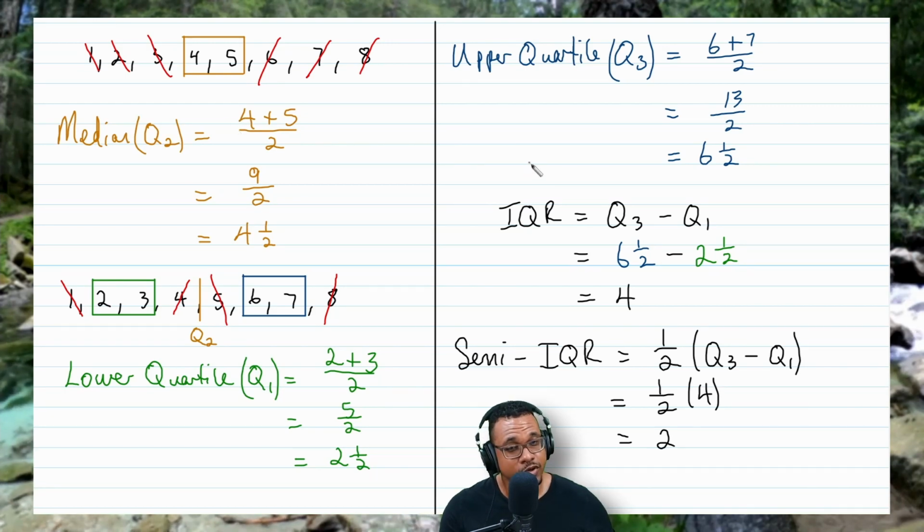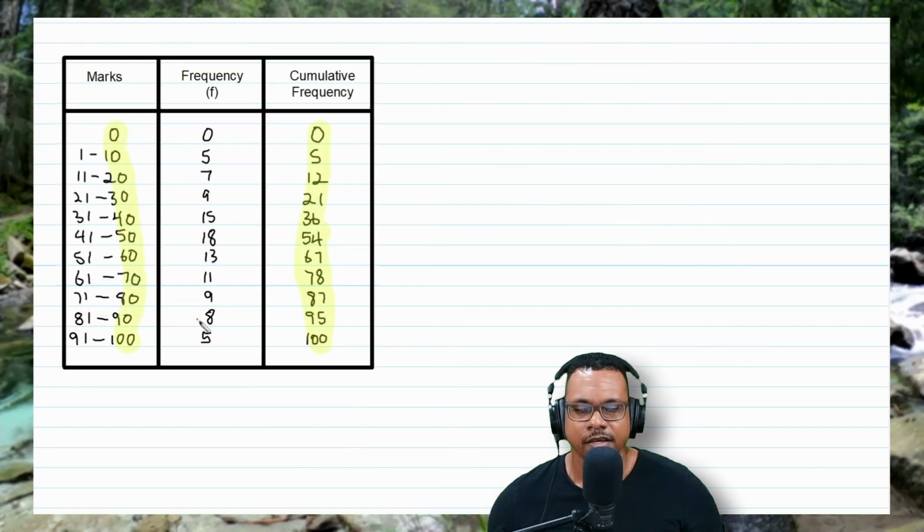So let's look at how to work out the quartiles from a frequency table using the cumulative frequency curve. So here I have a frequency table with some grouped data. I'll put the link in the description for the video I did when I worked out the cumulative frequency for this table and drew the cumulative frequency curve. And of course, we're going to draw the cumulative frequency curve.